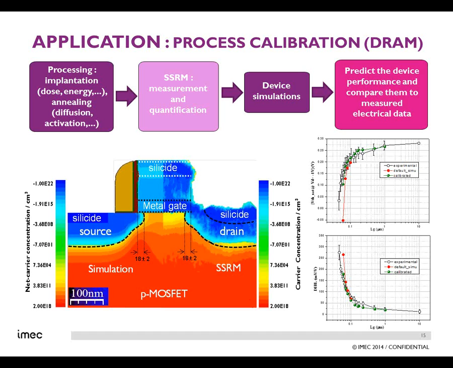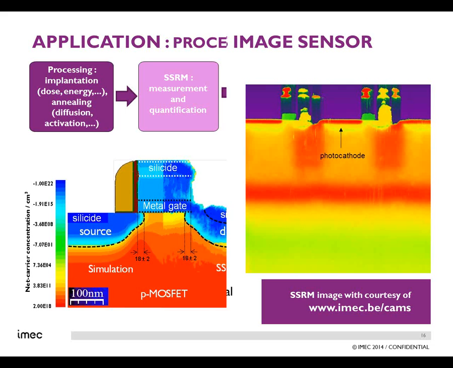So we fine-tune the process simulation to have lateral under-diffusion, pocket diffusion, depth of the source and drain that correspond to the SSRM map. And when we do that, we see that we are indeed able to put our simulated device properties closer to the experimentally measured ones. That's the first field of activity where we are very active, because being able to calibrate the process simulator is of course saving a lot of money for the semiconductor industry.